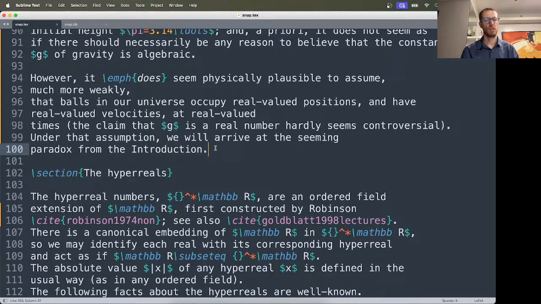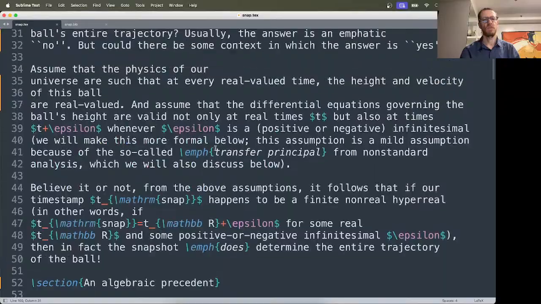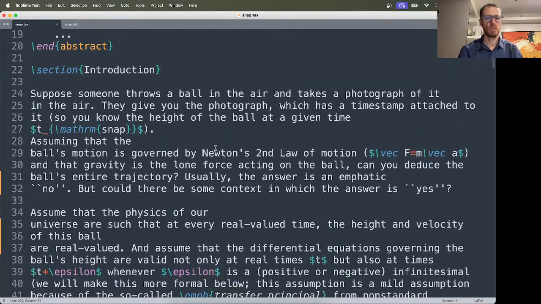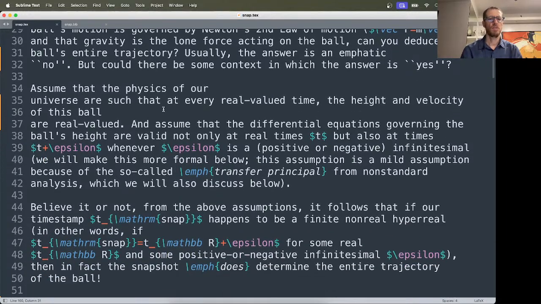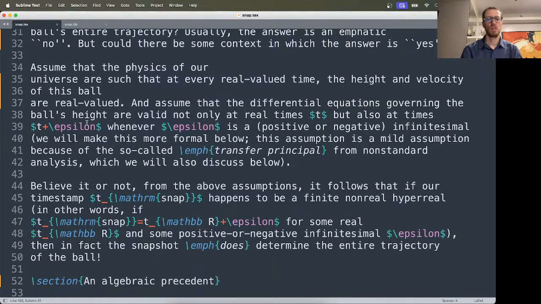We could either put it here on line 100, make it a footnote, modify the line slightly to give a hook for the footnote, or perhaps in the introduction. Introduction. Suppose someone throws a ball in the air and takes a photograph of it, etc. Assume that the physics of our universe is such that at every real valued time the height and velocity of this ball are real valued. And assume that the differential equations governing the ball's height are valid not only at real times t, but also at times t plus epsilon, whenever epsilon is a positive or negative infinitesimal. Perhaps here?